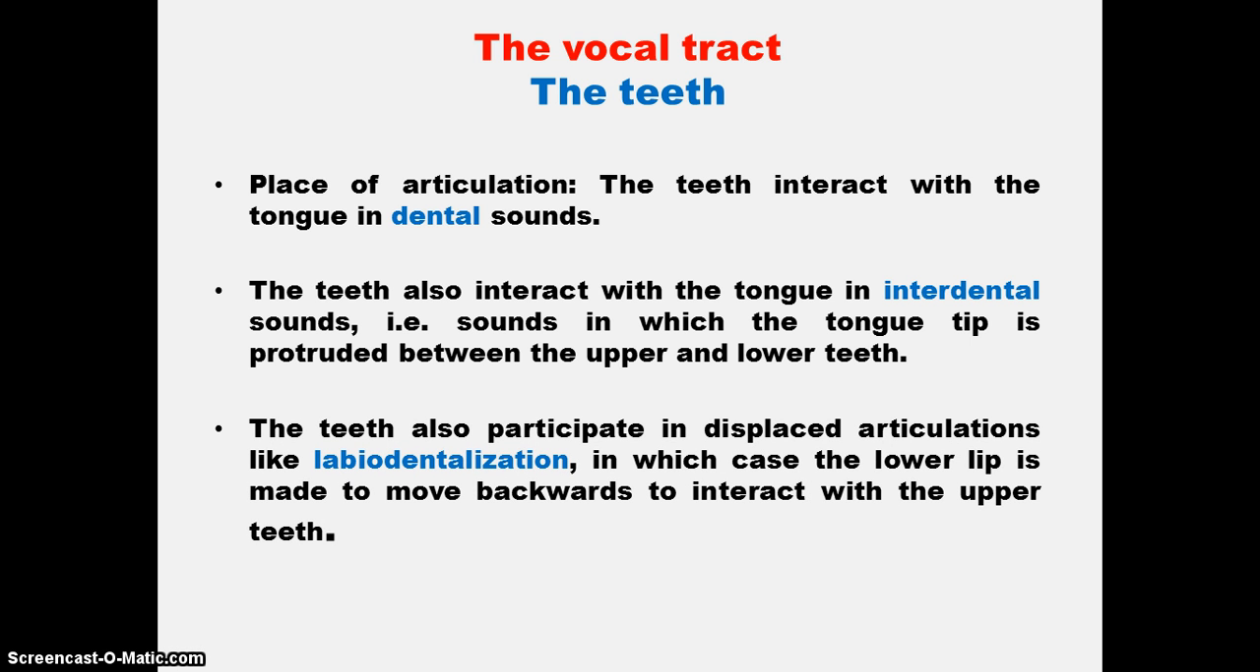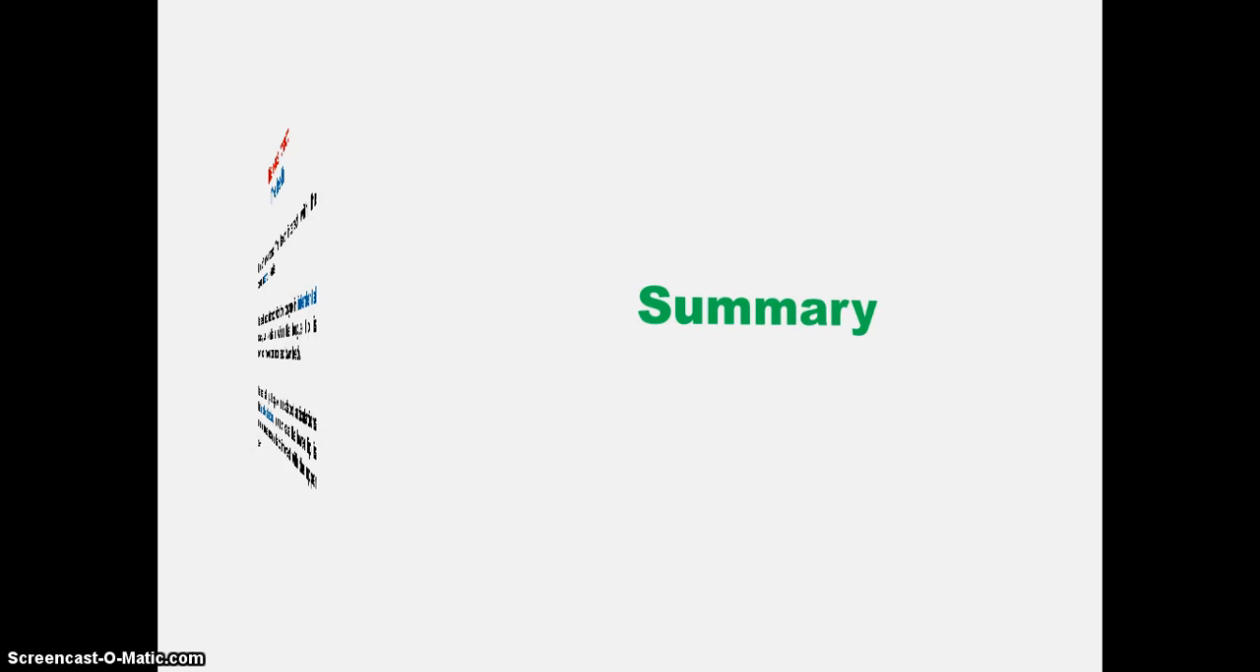The teeth also participate in displaced articulations like labiodentalization, in which case the lower lip is made to move backwards to interact with the upper teeth. Let's now summarize what we have seen so far.